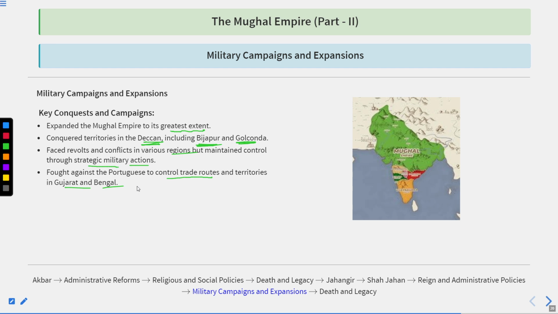So he expanded the Mughal Empire to its greatest extent. He also conquered some territories in the Deccan, including Bijapur and Golconda. Also, he fought against the Portuguese to control the trade routes, and he also captured some part of Gujarat and Bengal from the Portuguese.